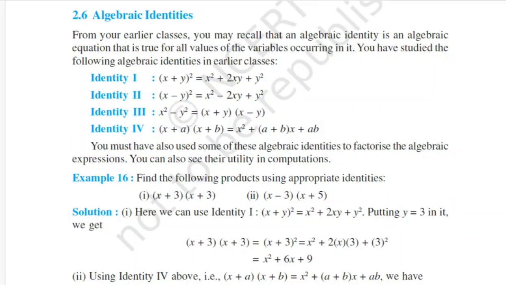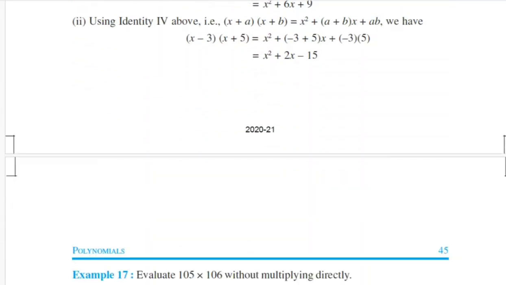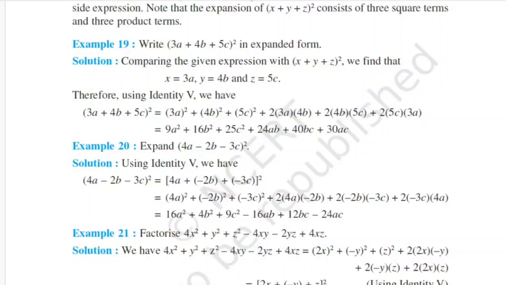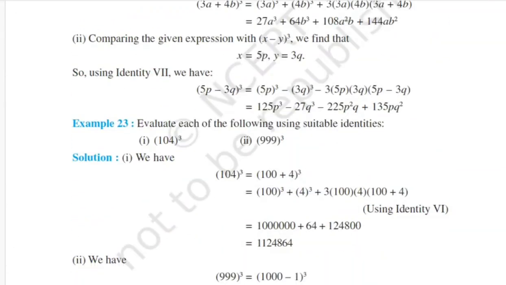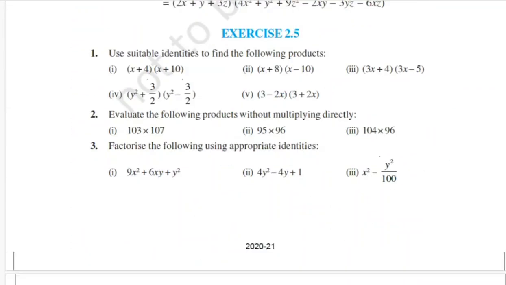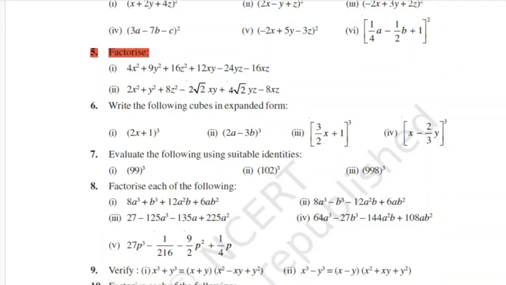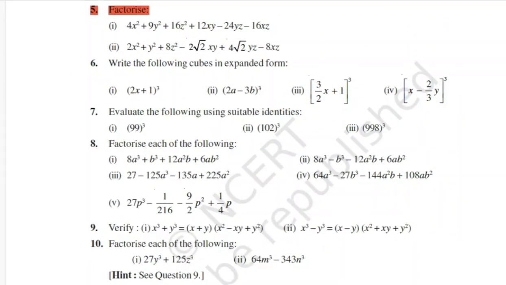Now before exercise 2.5, there are some 6 or 7 identities, 8 identities you have to go through. These 8 identities are very important, so go through all the identities, remember the formula. Now in exercise 2.5, question number 2, you can see such questions are very important. Generally question number 4, question number 5, factorize, such questions are very common for the exam. Generally question number 6 also you can go through, question number 7.